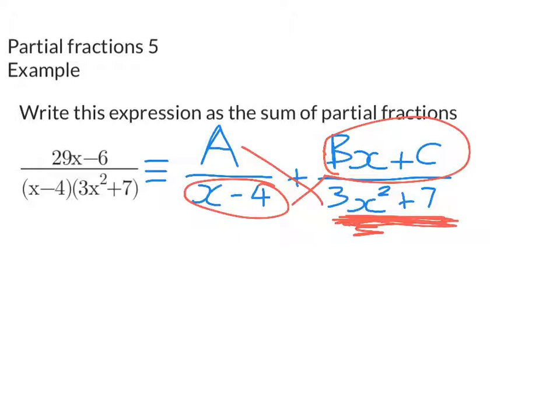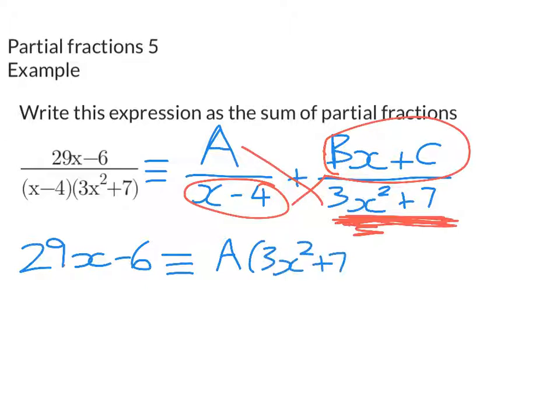Once we've made that decision, everything else is pretty straightforward. We cross multiply, as usual, multiplying everything through by the denominator, and we get 29x minus 6 is equal to a times 3x squared plus 7 plus, and I'll try and squeeze this in, x minus 4 times bx plus c. There. Okay, so we're going to use a combo of our two methods, substitution, which is usually the fastest one to go to, and then matching up coefficients.